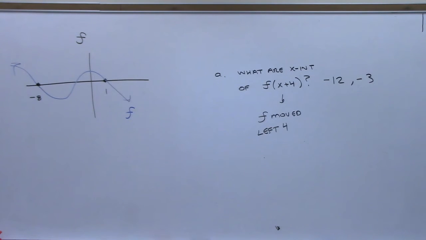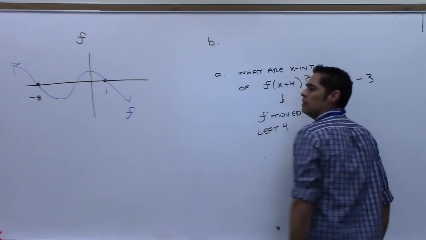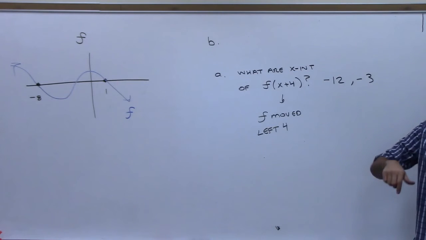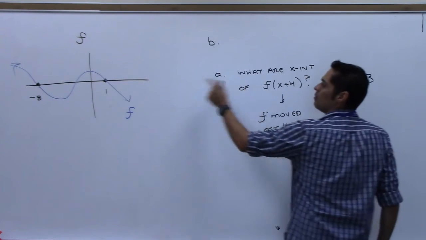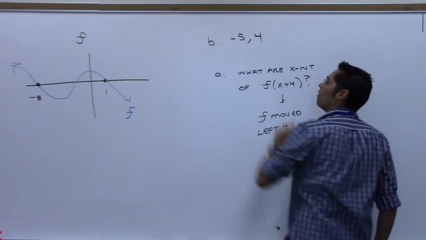How about the answer to part B? What are the x-intercepts of f of x minus 3? Negative 8, or negative 5 and 4. Okay, so that's really moving in the opposite direction, right? So it's going to move it to the right. So we add 3 to both of those, negative 5 and 4. You all with me on that?